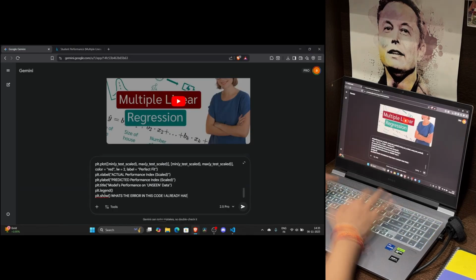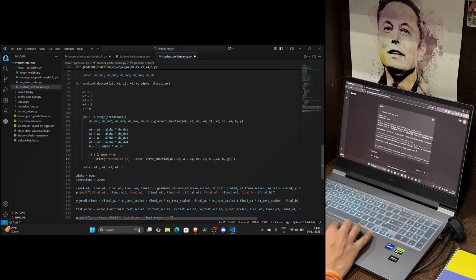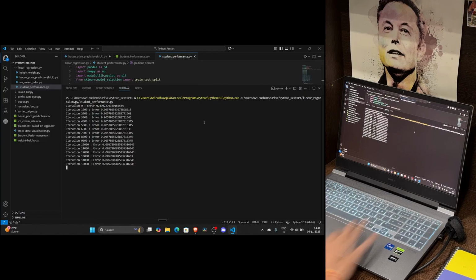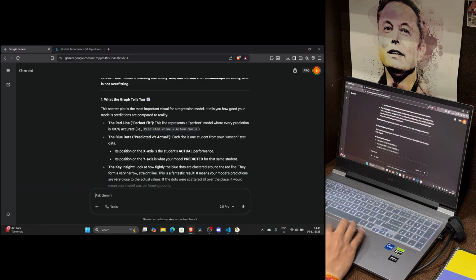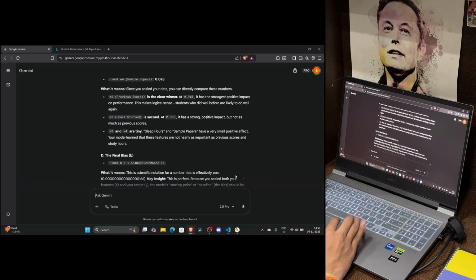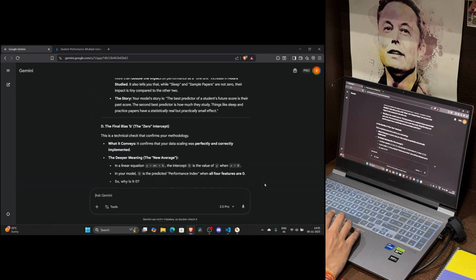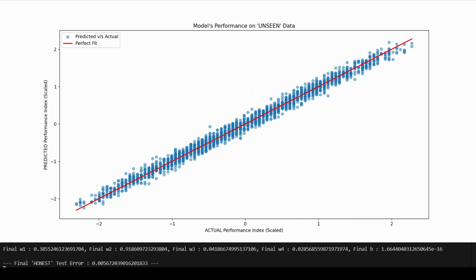And when I plotted the scatter plot, it looked perfect. My model had learned the pattern beautifully. The final weight showed that previous scores and hours studied had the most impact on a student's performance. The bias term was almost 0, which means the model fit the data really well. My training error was 0.00578 and testing error was 0.00567, almost identical. That means no overfitting, just a clean, accurate model.